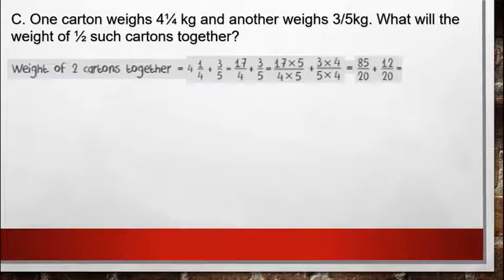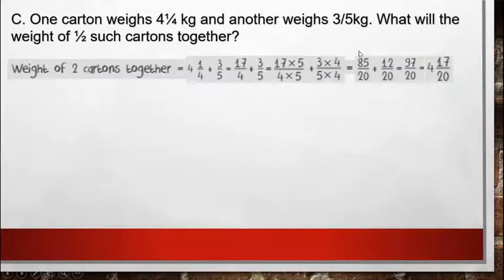We can now simply add the following. 85 plus 12, that would be 97, and copy our denominator, which is 20. Because 97 over 20 is an improper fraction, we need to convert it into a mixed number. So we need to divide this one. 97 divided by 20, we got 4 and 17 over 20. So this is the weight of the two cartons together.